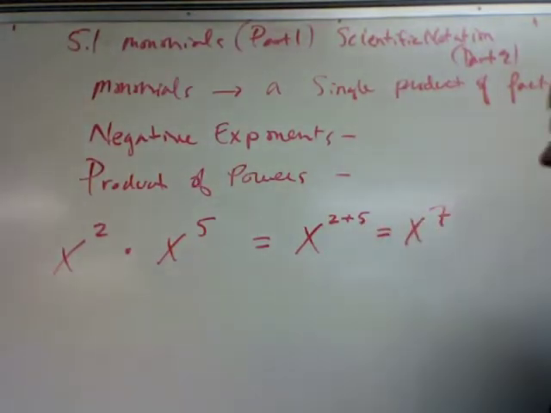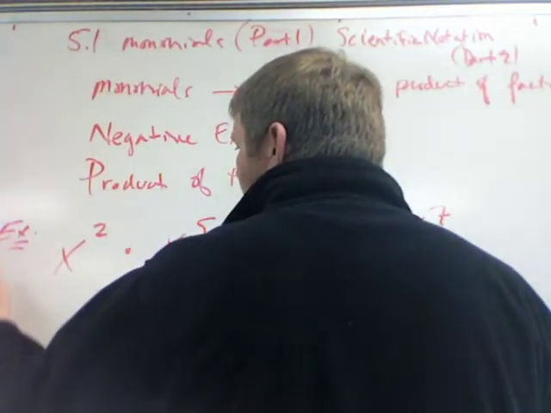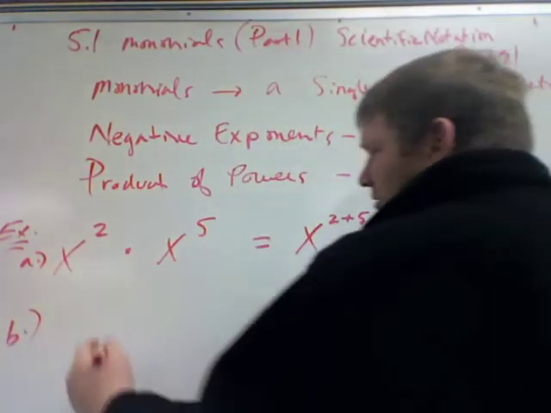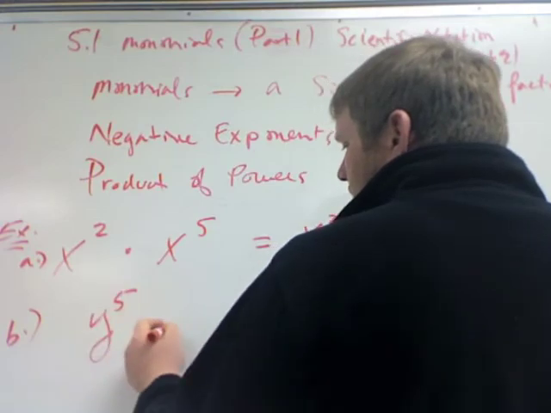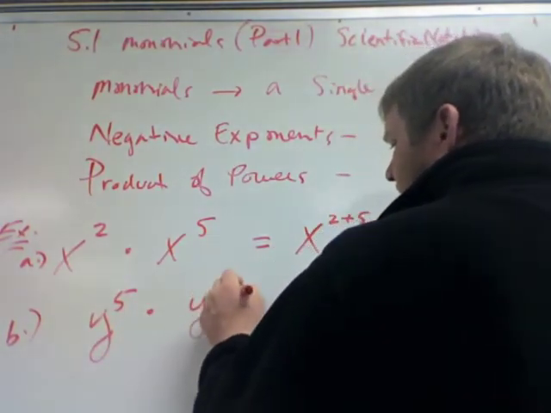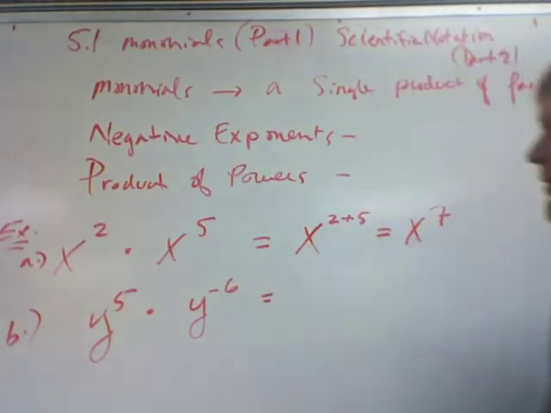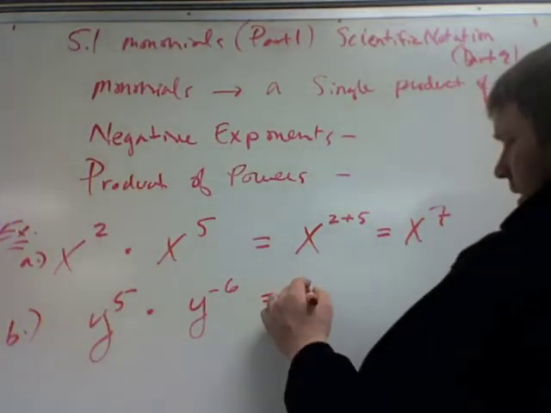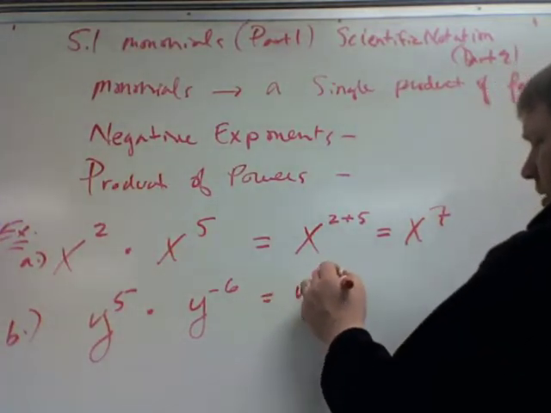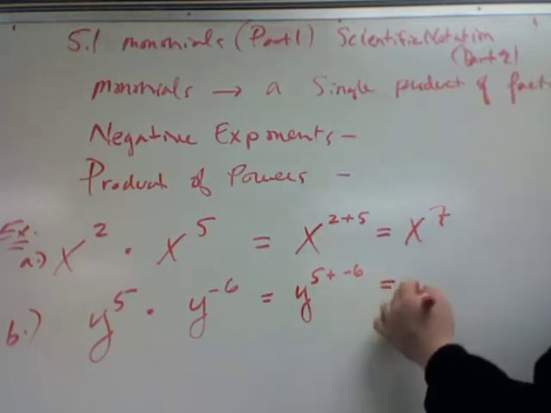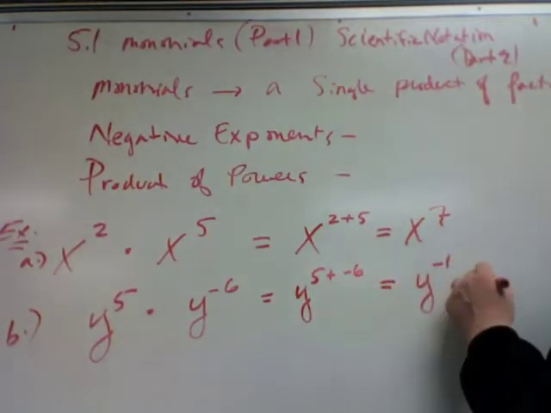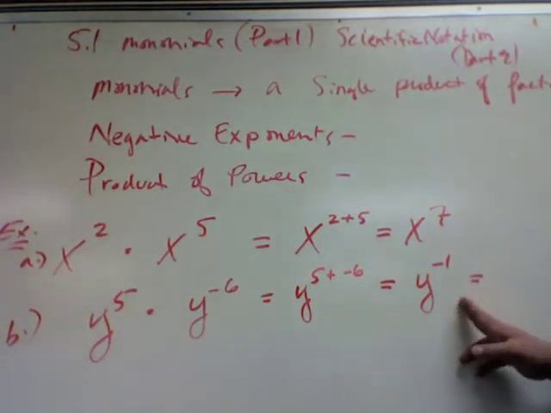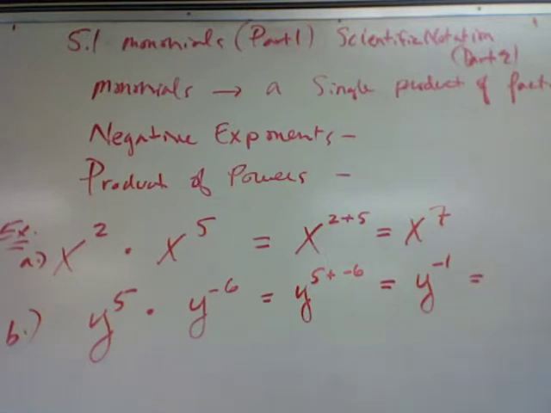The same thing goes if I have negative exponents. Let's say I have y to the 5th times y to the -6th. What do I do? I add them. Nothing changes. I end up getting y to the 5 plus -6, which in this particular case is y to the -1. The rule of thumb is that I'm never supposed to leave it like this. This is not simplified. What's simplified is an expression that does not have negative exponents.